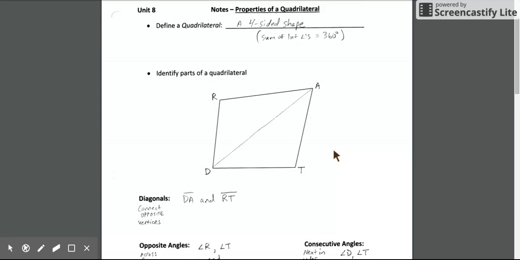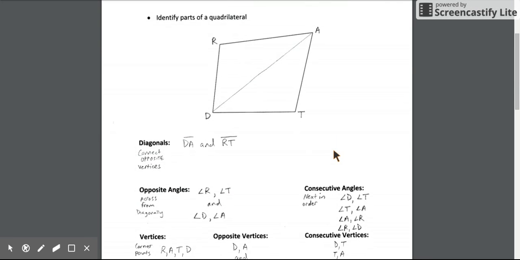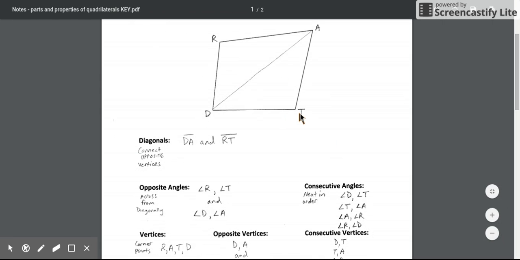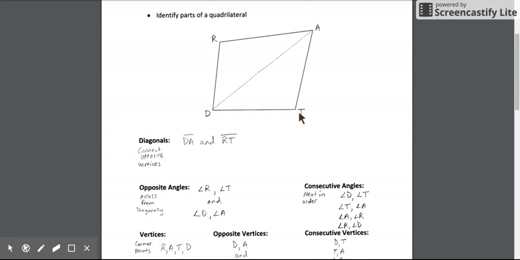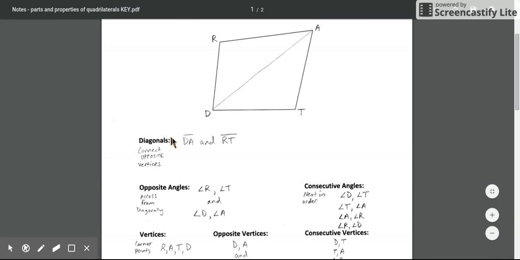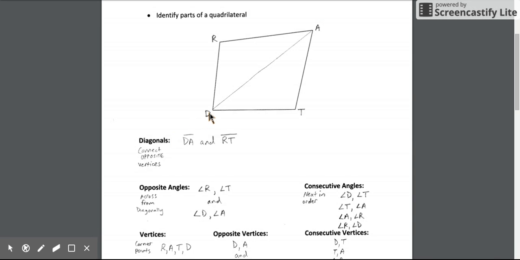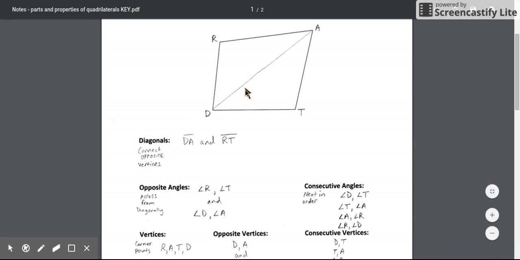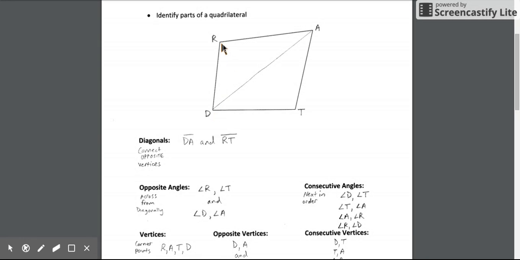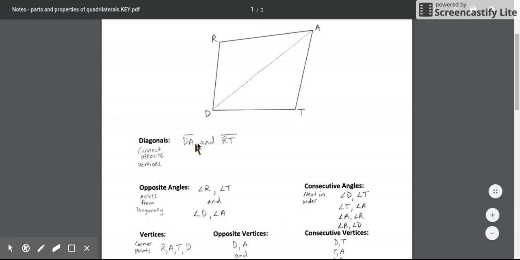Let's identify and name parts of a quadrilateral. So based on this quadrilateral, let's talk about the different pieces we can have. We've talked about diagonals before. Diagonals connect corners. So that segment that connects the two corners there is called a diagonal. We can have two of them inside a quadrilateral. I only drew one. So we can have this segment, segment DA or segment AD.